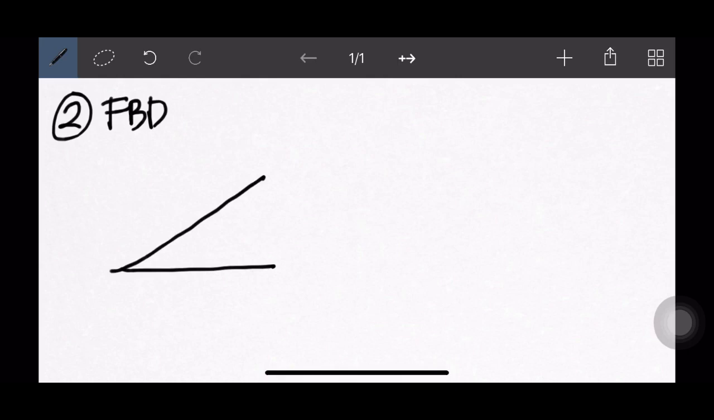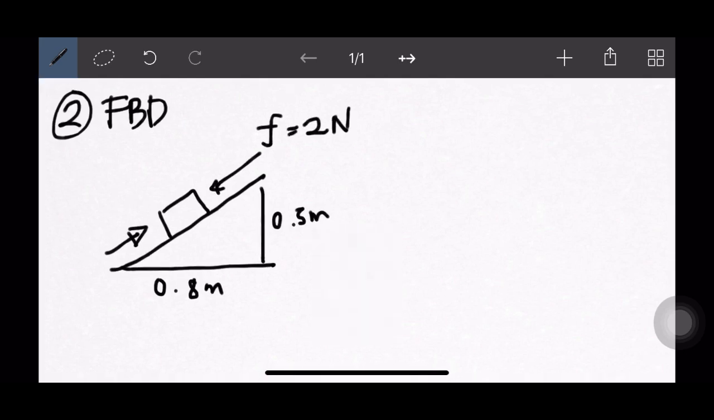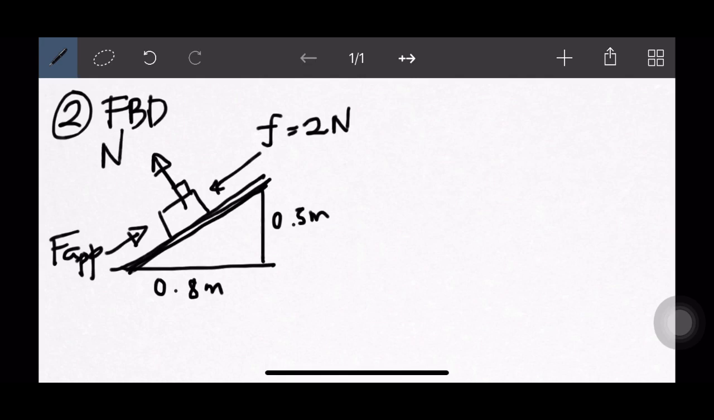Okay, so let's try to put everything in a free body diagram. We have an inclined surface with a length of 0.8 meters, and the height is 0.5. The friction force is 2 Newton. And then the normal force is always perpendicular to the surface. Our surface here is an inclined plane. We're going to solve for the applied force. How much is the applied force to move the slab upwards? So the normal force, and we have the weight.